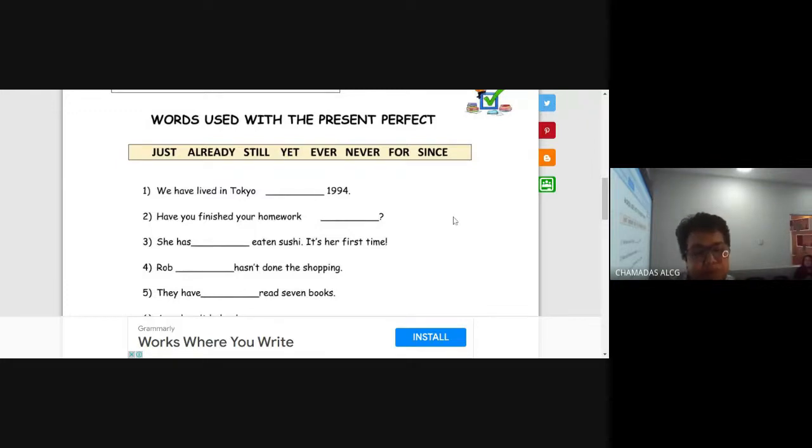1994. Great. Here it's a point in time. And I'm saying that we still live in Tokyo. All right? We still live there. So we have lived in Tokyo. But suppose we moved. We don't live there anymore. Now we live in Rio. So how can we say the same sentence?